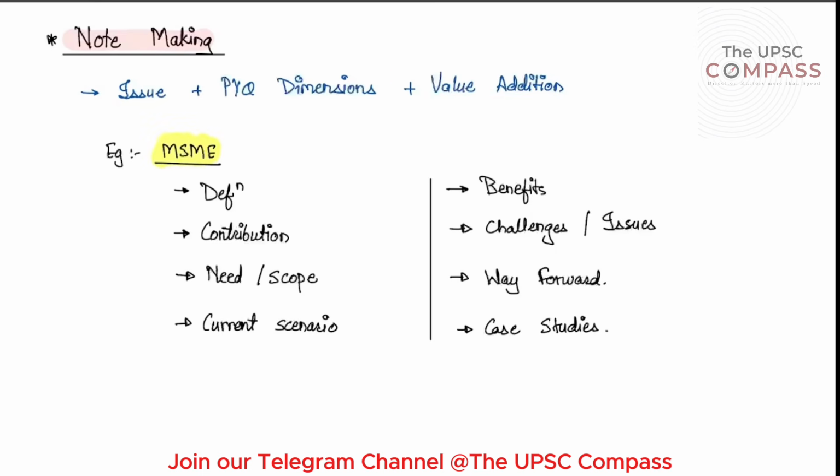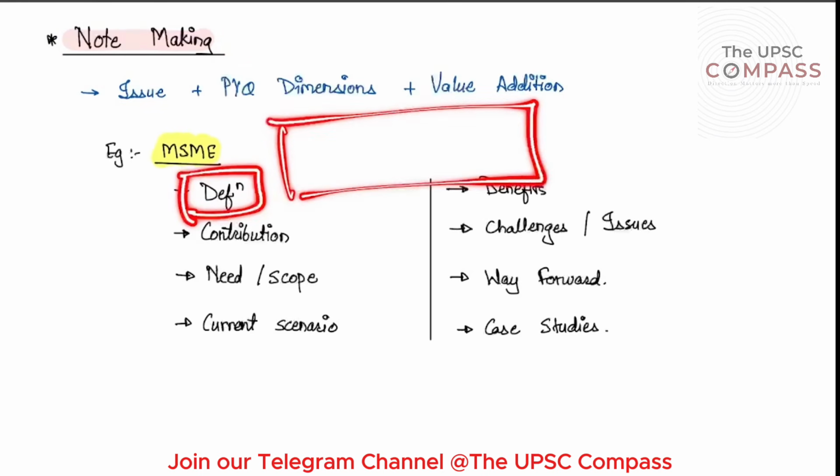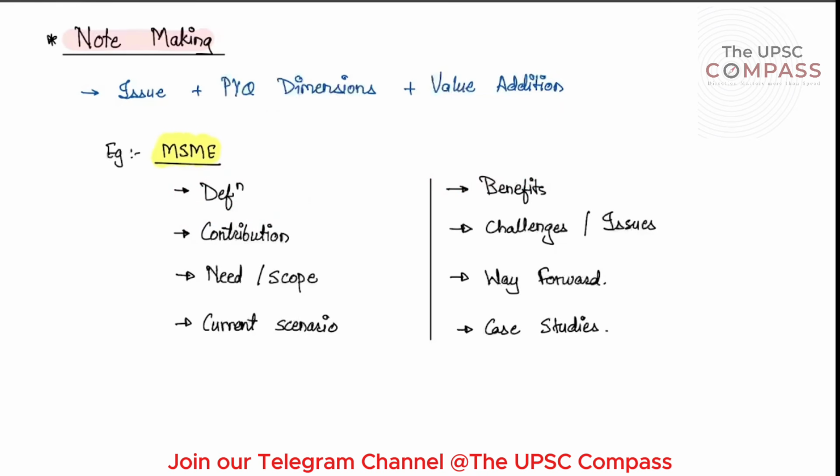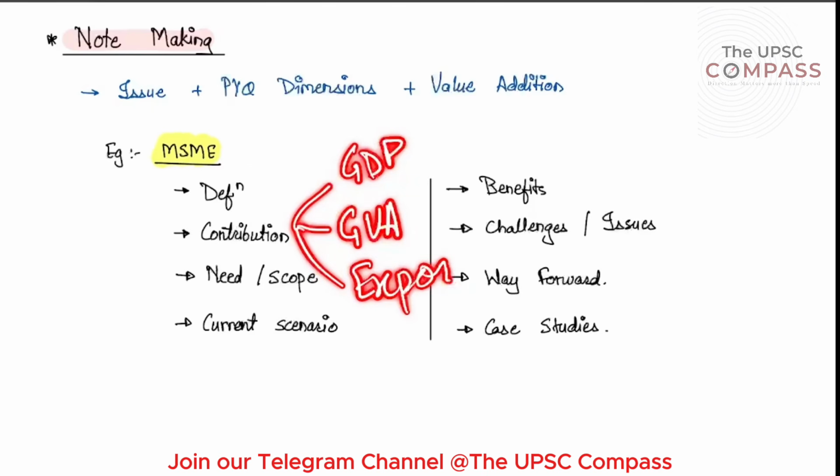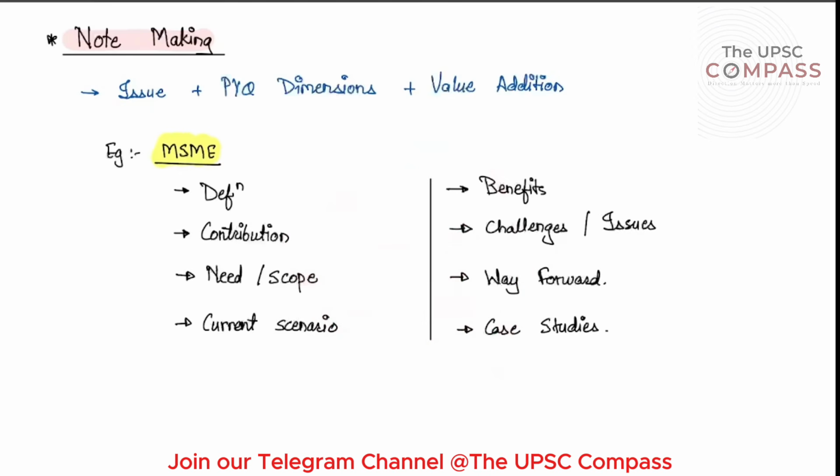Now we all know MSME as a theme is very much important. So suppose you have to prepare your one pager notes for MSME. What are the things that you will be including in those notes? First and foremost is the definition. So you will have the table of MSME definition given by the ministry. So basic thing, definition. What is the contribution of MSME to various aspects of Indian economy, be it its GDP, be it its GVA, export, manufacturing. All these things you will be including in the contribution of MSME.